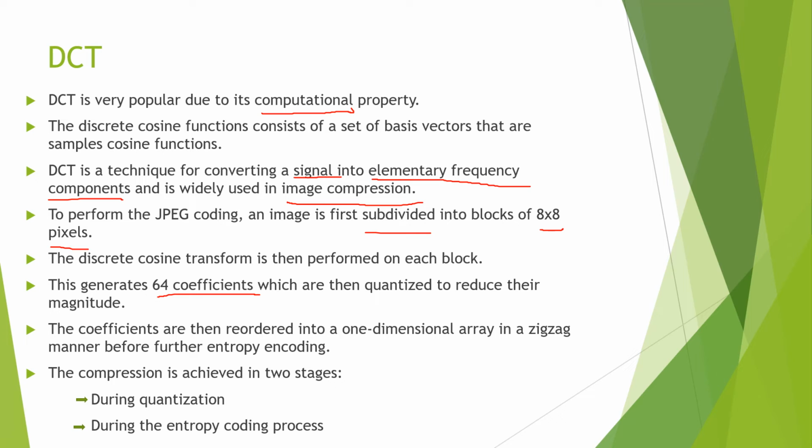So during this compression, the compression is achieved in two stages. First is during quantization, and second is during the entropy coding process.